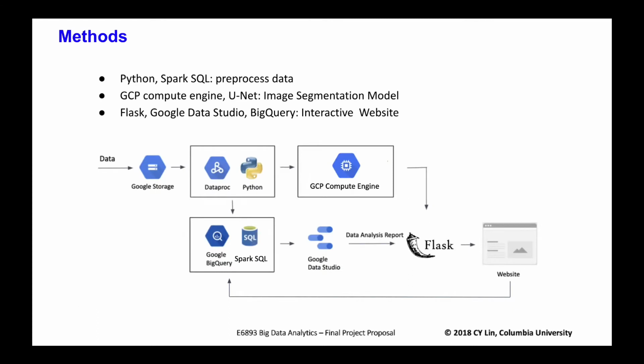Here are our methods. We pre-process data using Python and Spark SQL. As for the image segmentation model, we use Google Cloud Platform Compute Engine and the UNet algorithm. And then we use Flask, Google Data Studio, and BigQuery to get our final interactive website, which will be shown later.